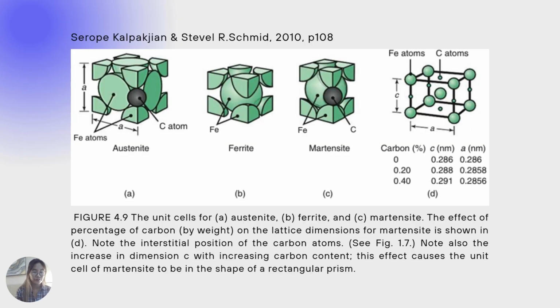And here are the figures for examples of what we just talked about before. On the very right, for A, is austenite, ferrite, martensite, and carbon unit cells. The effect of percentage of carbon by weight on the lattice dimensions for martensite is shown on D.